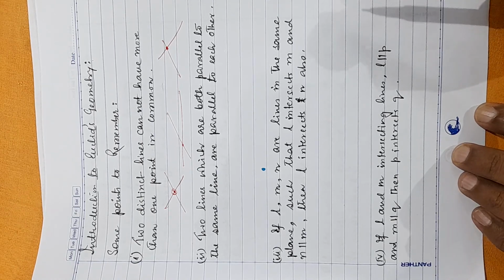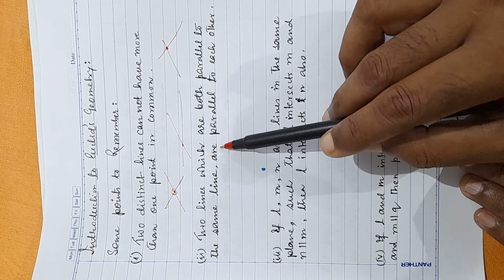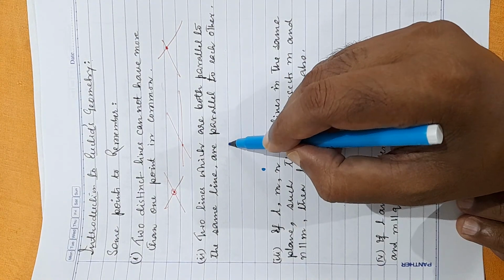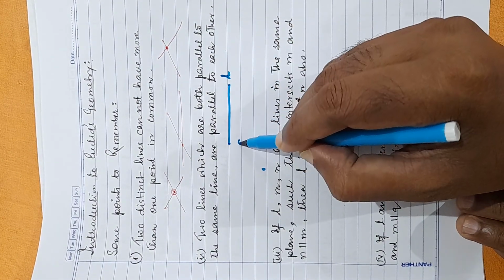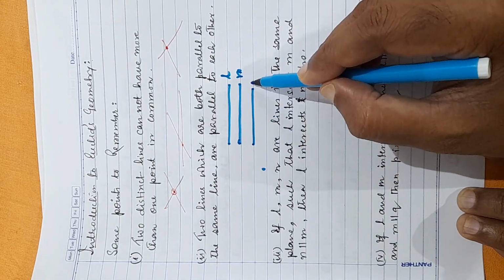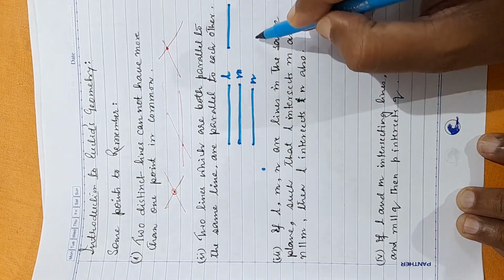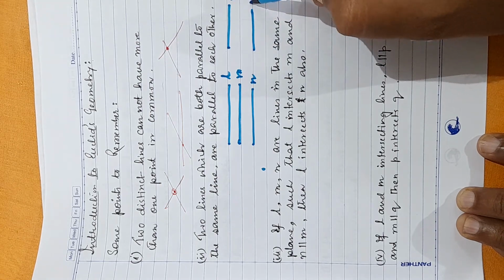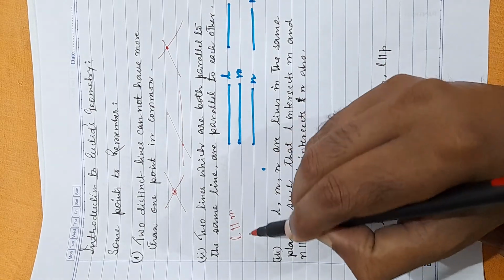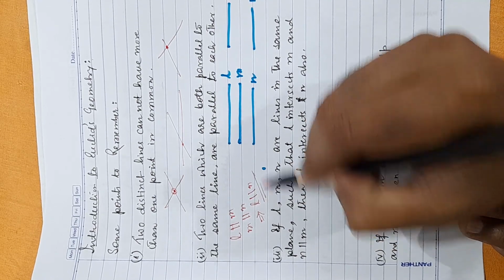So be careful here. Second point is two lines which are both parallel to the same line. Suppose L is a line. L is parallel to M. Again, M is parallel to N. Then what can we say? L is parallel to N. That means if L is parallel to M and M is parallel to N, it implies L is parallel to N. Okay?